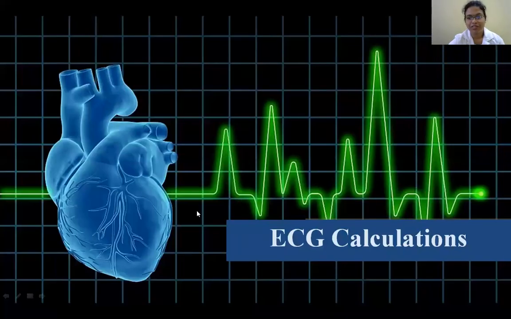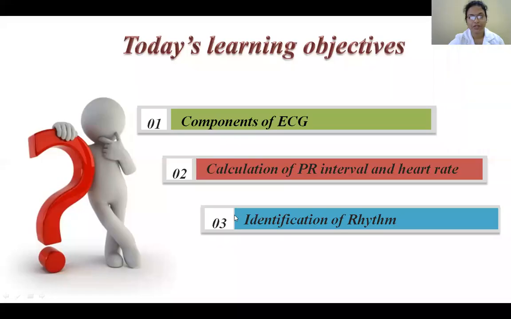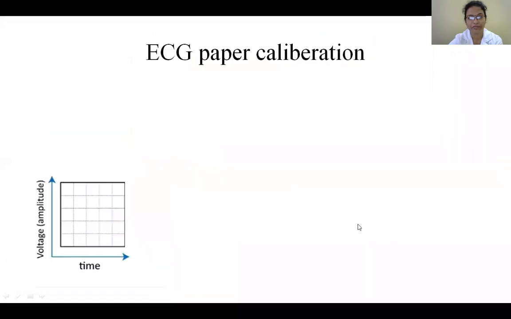Good morning, students. Today we will discuss ECG calculations. So today's learning objectives are: what are the components of the ECG, that is our electrocardiogram, how to calculate the PR interval and heart rate, and to identify whether the ECG strip has a regular or irregular rhythm.